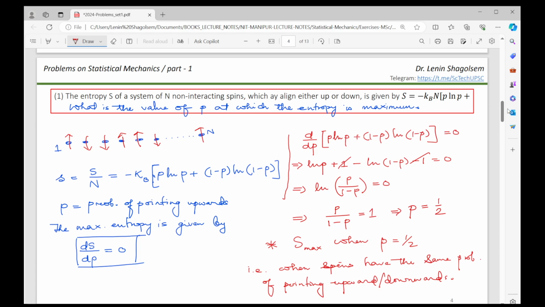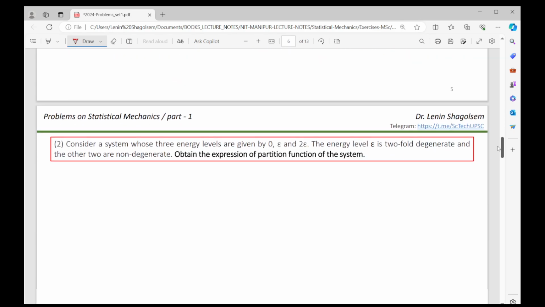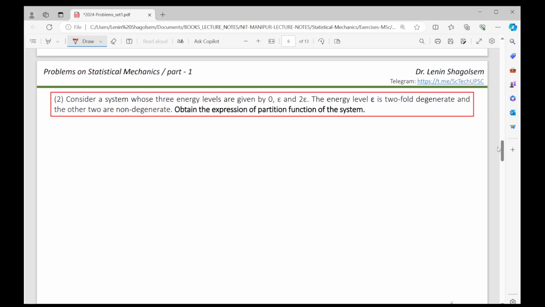Now the next problem that we are going to deal with has something to do with the partition function, the calculation of the partition function. So the problem goes like this.